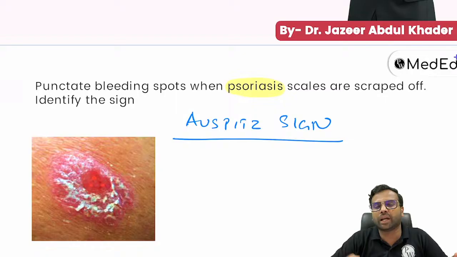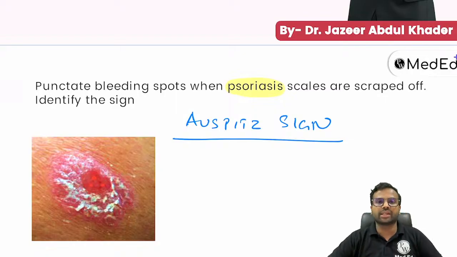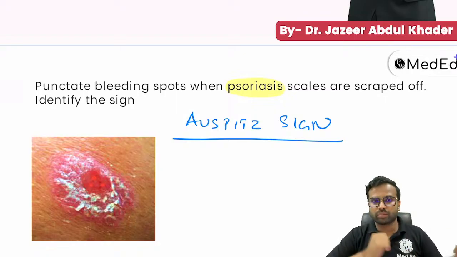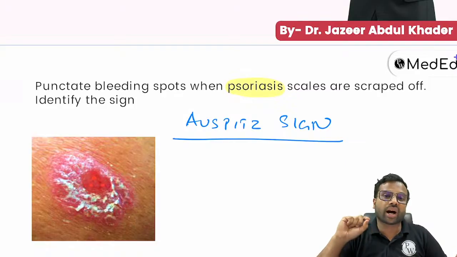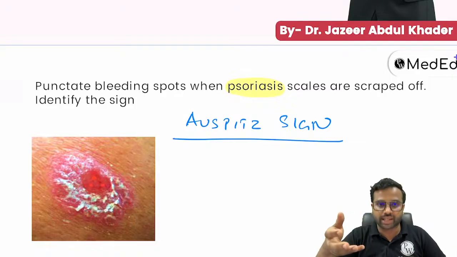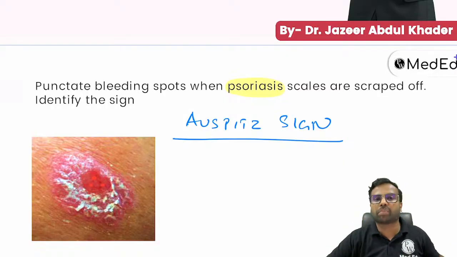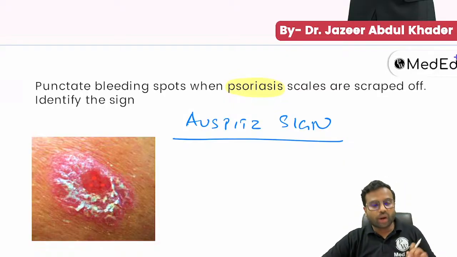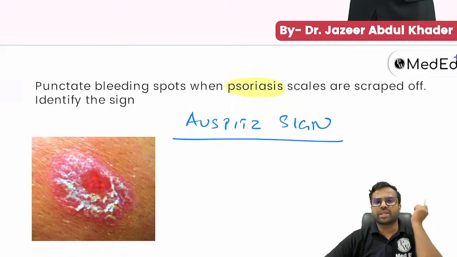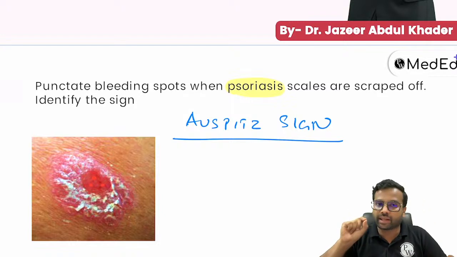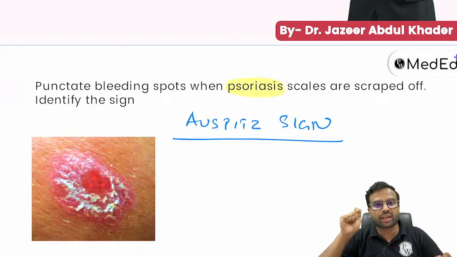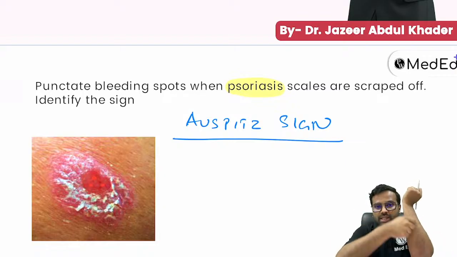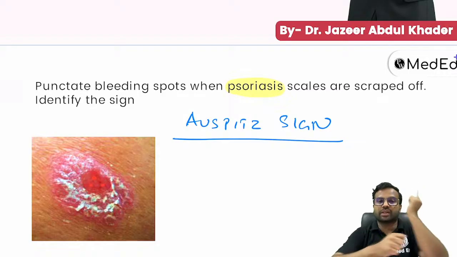But let's go a little bit deeper into it, because if you see the last year's FMG paper, they asked you something about a grattage test. So that is also coming as a part of the same sign. Whenever a patient presents to you with an erythematous plaque lesion along with silvery white scaling, that is how a patient presents with psoriasis. Now if you take a glass slide and start scraping over the lesions, then what happens?